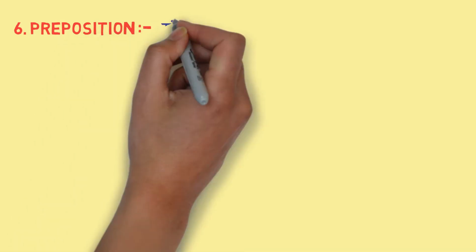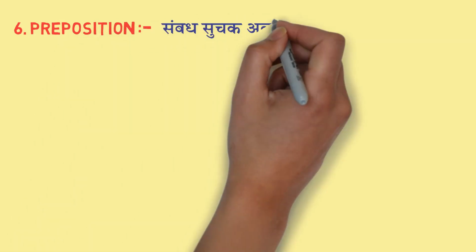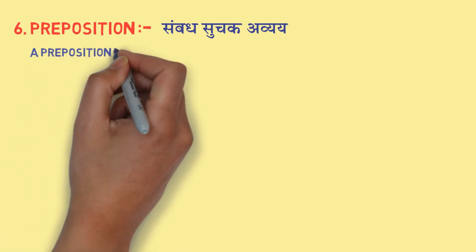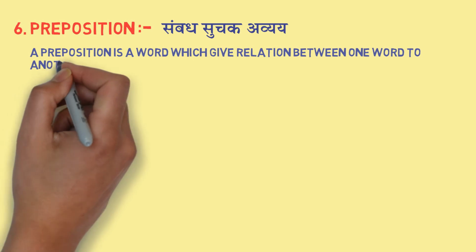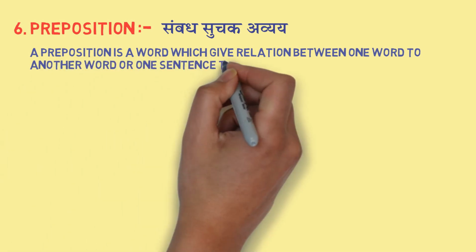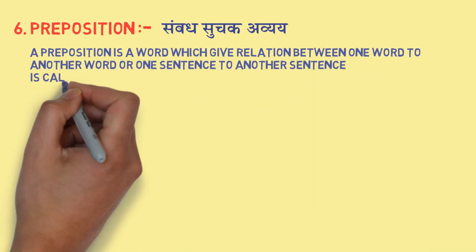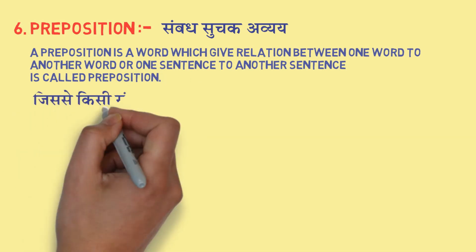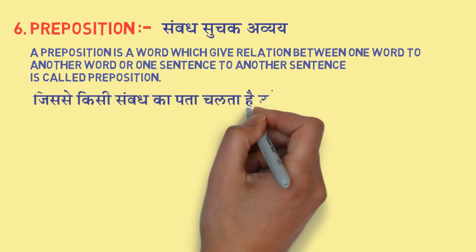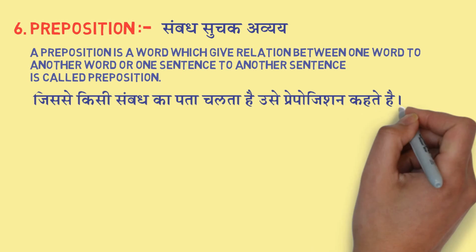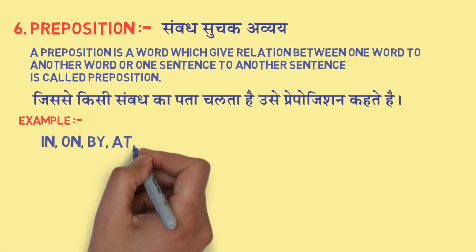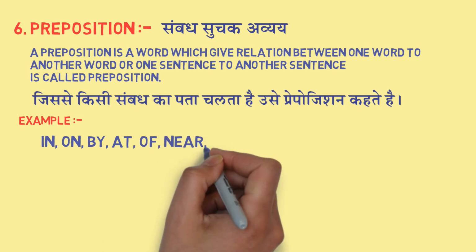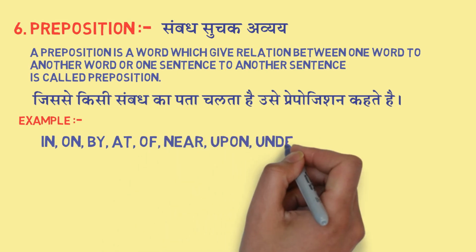Sixth, preposition. संबंध सूचक अव्यय. A preposition is a word which gives the relation between one word and another word or one sentence to another sentence is called preposition. जिससे किसी संबंध का पता चलता है उसे preposition कहते हैं. Example: in, on, by, at, of, near, upon, under, etc.